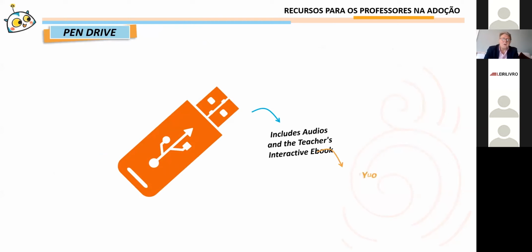Okay, and then you have your magic pen drive. This includes all the audio content and also the teacher's interactive ebook. So the book where you project the book onto a space, onto a whiteboard normally, and you have all the content that's in the book that you can now start to play with. You can use a pointer, the children can use a pointer with their lovely ebook.